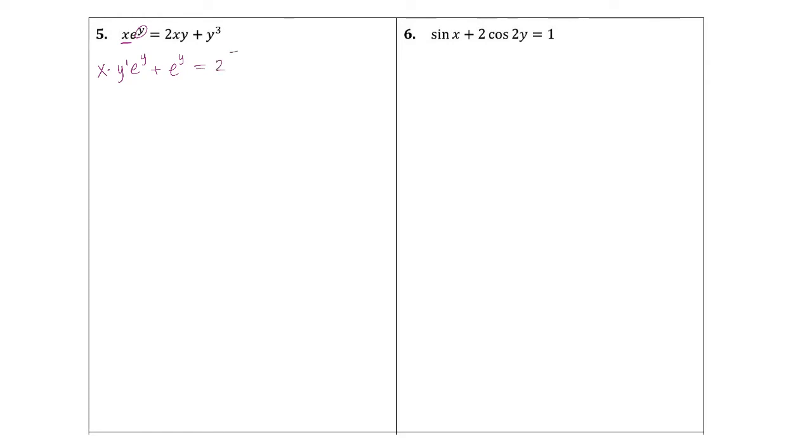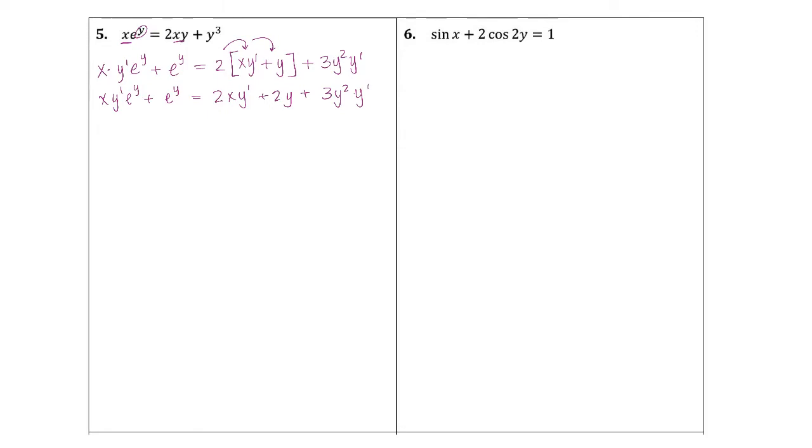And the same process over here. We're going to separate that 2 and just look at our product rule here. So we have the first times the derivative of the second plus the second times derivative of the first. And then we have the derivative of our last term. Well, this one, it looks like we're going to have to do our distributive property. So we're going to have x y prime e to the y plus e to the y equals 2x y prime plus 2y plus 3y squared y prime.